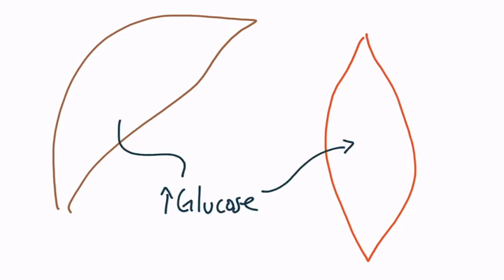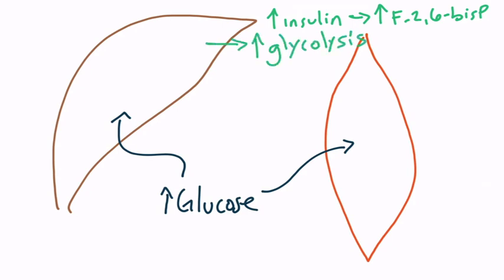Let's draw this out. This will represent the liver, and this will represent skeletal muscle tissue. When blood glucose levels are high, both the skeletal muscle and the liver are utilizing the glucose. In this scenario, insulin will be high, which will increase the concentration of fructose 2,6-bisphosphate. When fructose 2,6-bisphosphate is high, this will result in increased hepatic glycolysis. Again, the liver senses that the tissues have enough glucose, so it will utilize glucose for its own needs by performing glycolysis, and then it will store the remaining glucose into glycogen.